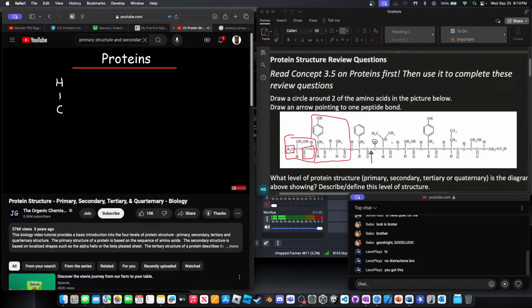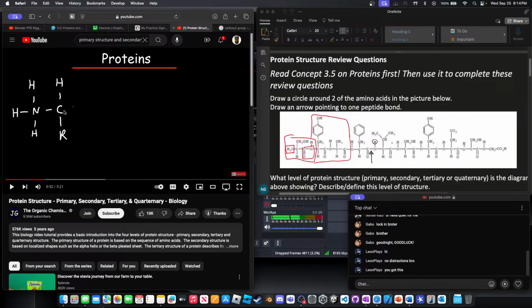So an amino acid has a central carbon here with a hydrogen attached to it, and it has an amine group attached to it as well. And then it has an R group, and next to it, a carboxyl group. The right side that has the carboxyl group is the C terminal of the amino acid. The carboxyl end is going to be the C-terminus.